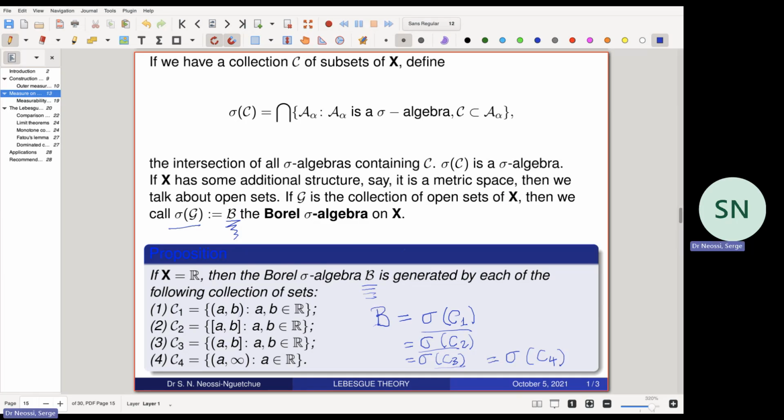And sometimes we also denote B as BR. So if you see BR like this, it's exactly the same. So sometimes it's denoted by BR.